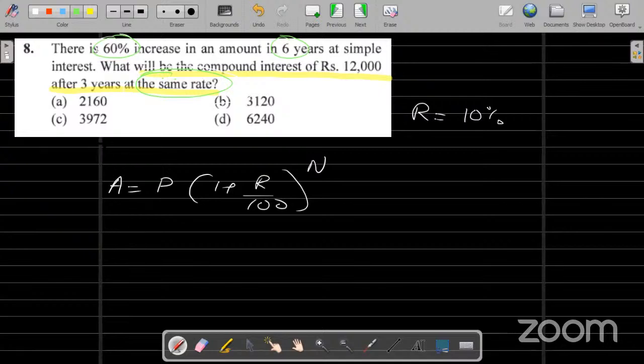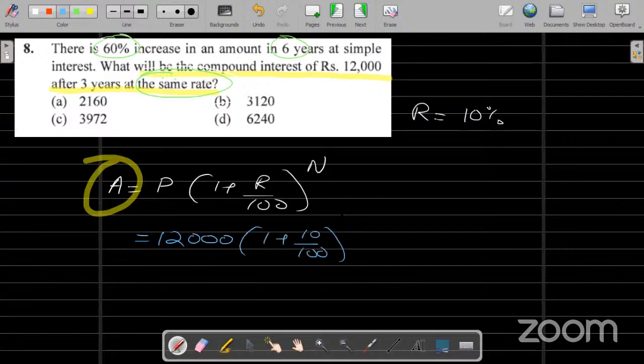Using this formula, we are not getting the interest. Listen, we are not getting the interest. We are getting the final amount, from which P has to be deducted to get the interest. So A equals P into, how much is P? P is 12,000 rupees. 12,000 into 1 plus R, which is 10 by 100, the whole raised to the number of years, which is 3.